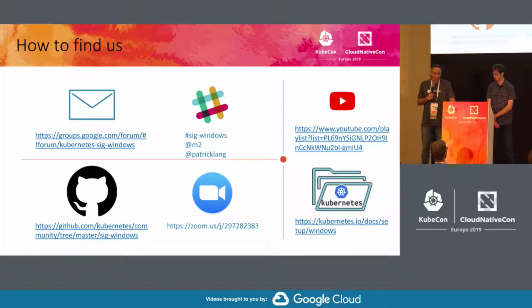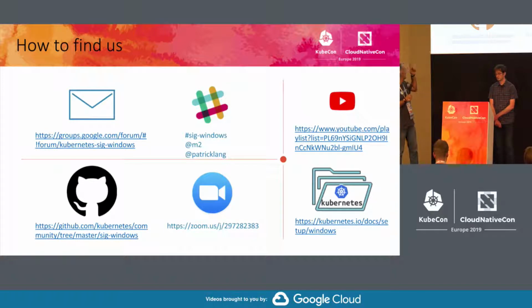Now, how can you find us? Patrick mentioned the mailing list, so if you want to email us, we're up there. We're on Slack under the SIG-Windows channel. My alias is M2, Patrick's is Patrick Lang. So if you want to privately message us, you can do that as well.